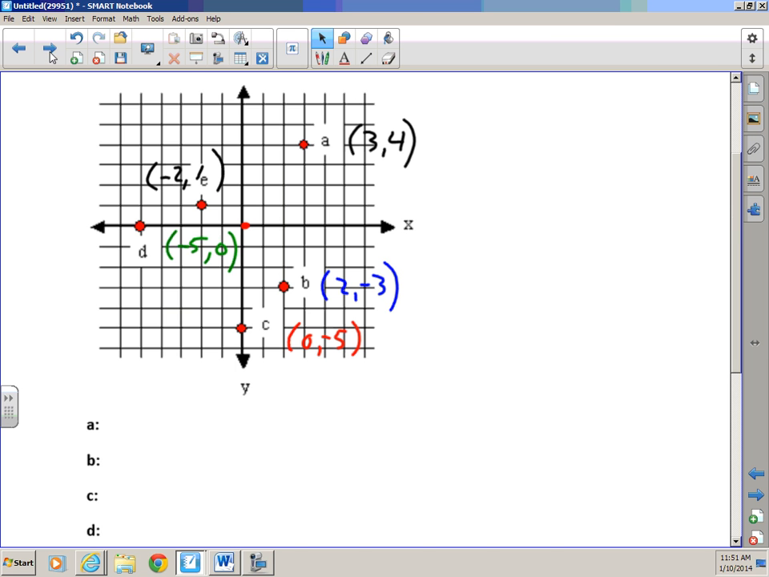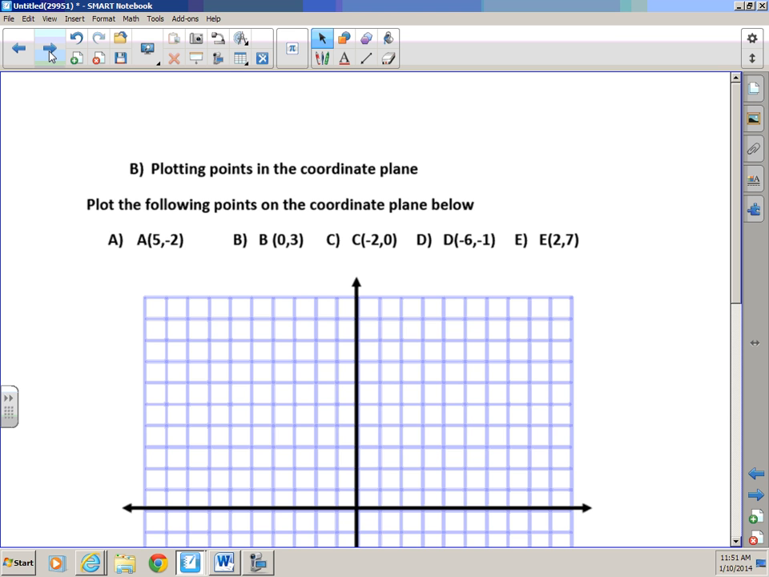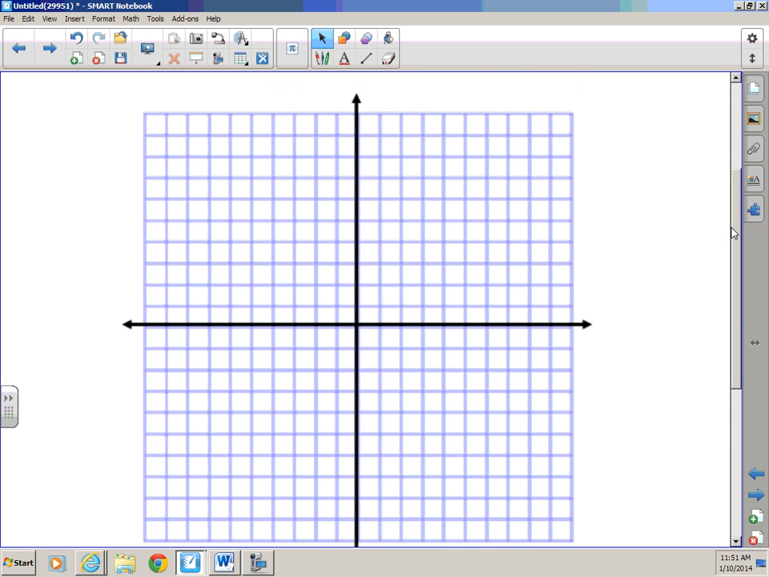The next example is to plot points when you're given the coordinates. So let's plot these points. A is 5, negative 2, 1, 2, 3, 4, 5, 1, 2 down is A. B is 0, 3, so I don't go left or right, but I go up 3. C is negative 2, 0, so that means I go 2 left, but I don't go up or down, so that's C. Negative 6, 1 for D, 1, 2, 3, 4, 5, 6, and up 1. And 2, 7, 1, 2, and up 7 is E. Okay?